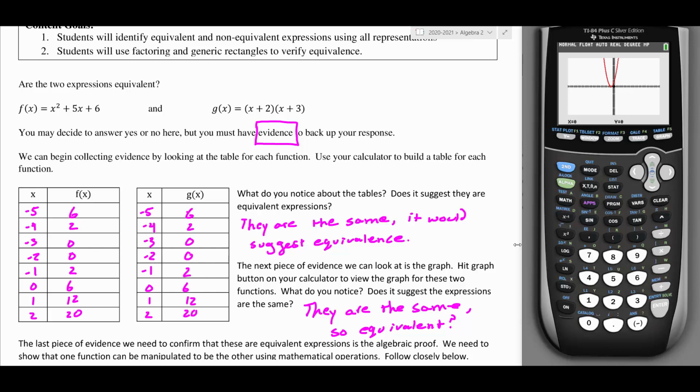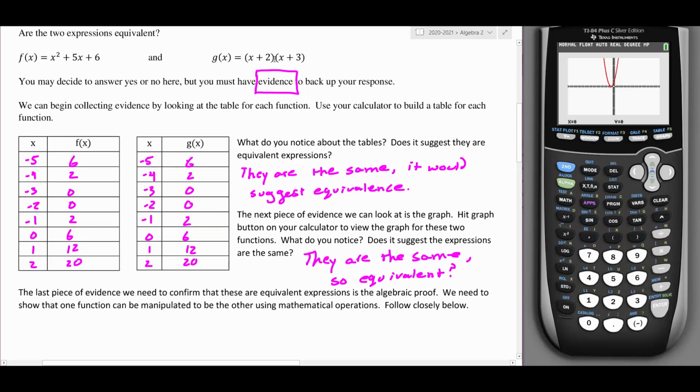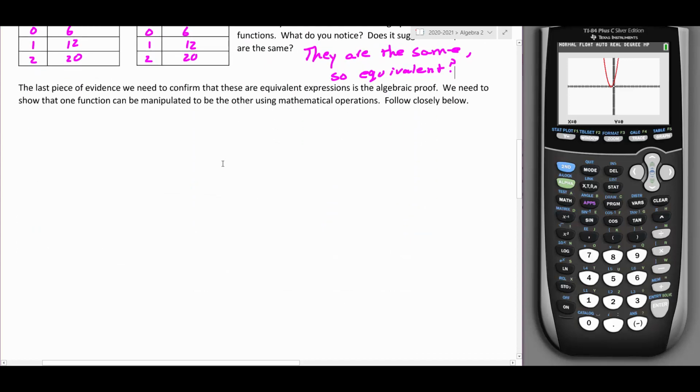All right, so the last piece of evidence that we need to confirm that two expressions are equivalent. Not that the table and the graph are bad or anything, but it just doesn't do a complete job. All right, so to get the complete proof, we need to show algebraically that they are the same expression. So what I'm going to do is take g of x here, and algebraically show that it's equivalent to f of x. And I'll show you how I do that. Okay, so this comes back to that second goal of using a generic rectangle to show that two things are equivalent, or two functions are equivalent.